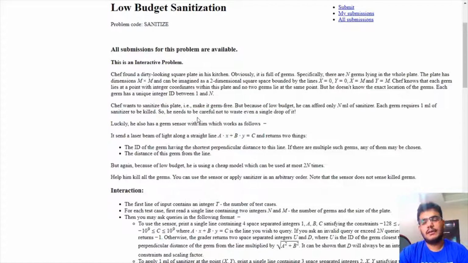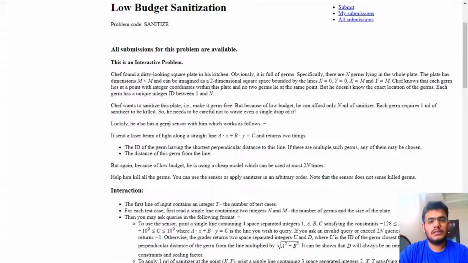So we need to determine where a particular germ is located and then we will sanitize that particular germ, and we do not have any extra sanitizer, so we need to be sure that a particular germ is located at that particular position only where we are sanitizing, because we cannot afford to lose any sort of sanitizer.